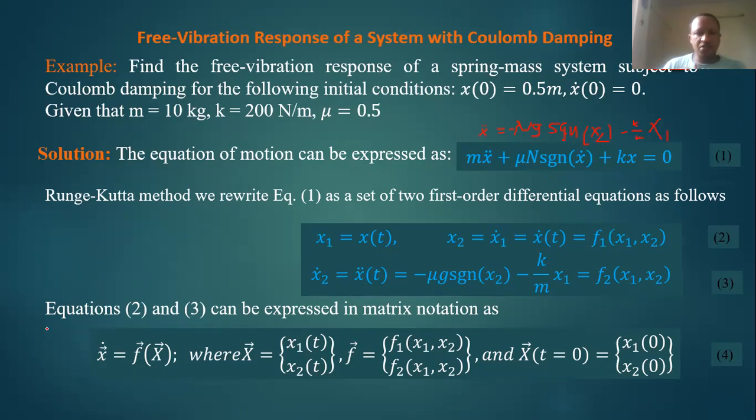That's why equation 2 and equation 3 can be expressed in mathematical notation. We can express them as x dot is equal to f of x, where x is equal to x1 of t, x2 of t, and f is equal to f1 of x1, x2, f2 of x1, x2, and x of t, which is the initial condition, is equal to x1 of 0 and x2 of 0. So these are the definitions of this equation.